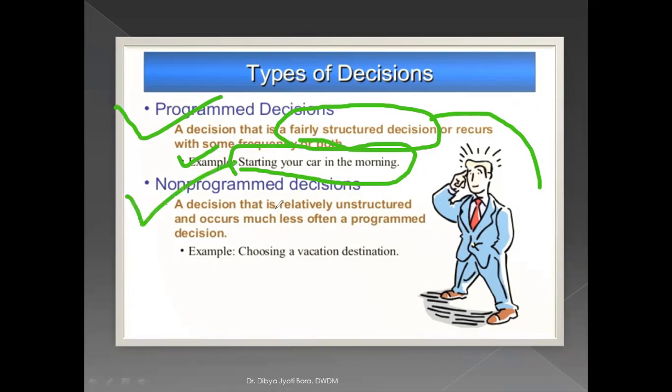Then we have non-program decision. Like you are trying to choose a vacation destination. In that case, you have to do some homework. You have to find out whether the destination you are choosing is the right place to go at this moment or not. You need to consider various other factors to determine this. You are not going on vacation again and again, I think once or twice in a year, right? So it occurs much less than a program decision. So non-program decision means a kind of unstructured decision which occurs less often than a program decision.